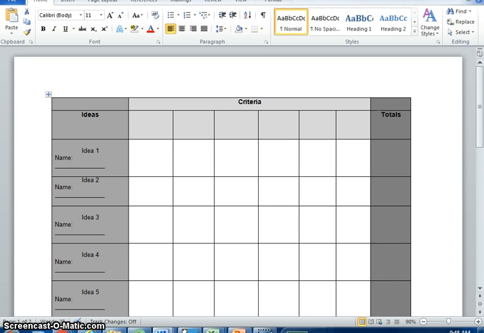Have you ever used a rubric before, or at least been graded on a rubric? Show of hands. I've seen a rubric, I know what I'm talking about. Everybody's hands should be up because I graded you on a rubric, okay? So make sure you're paying attention.